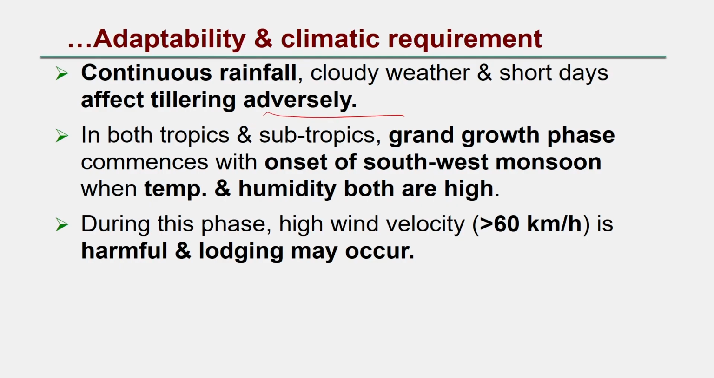In both tropics and subtropics, grand growth phase commences with onset of southwest monsoon when temperature and humidity both are high. During this phase, high wind velocity, say more than 60 km per hour, is harmful and lodging may occur. So, these kind of conditions may come in the month of July and August when rainfall is heavy, and in certain circumstances lodging can occur during this phase.